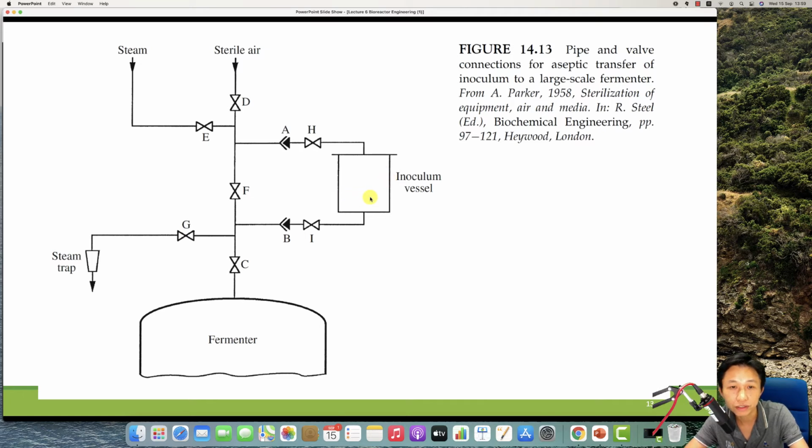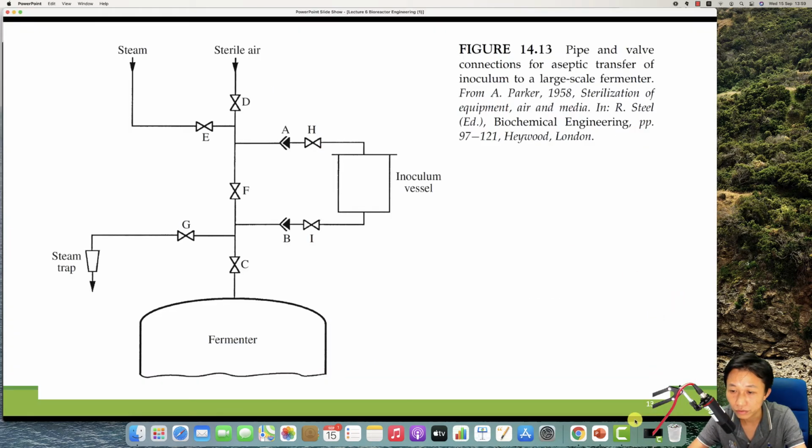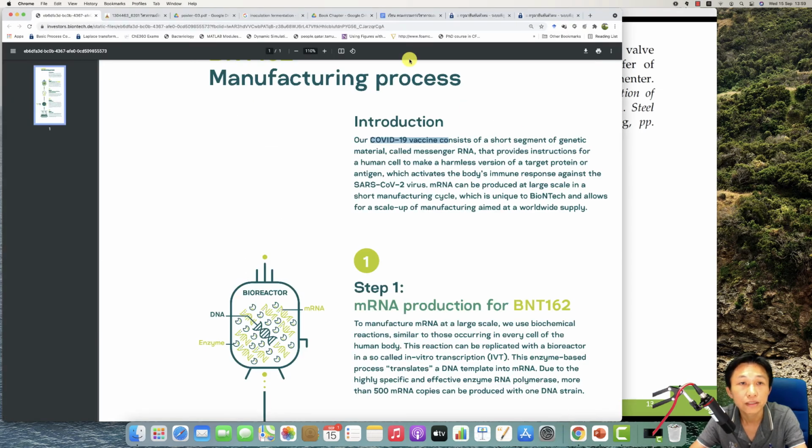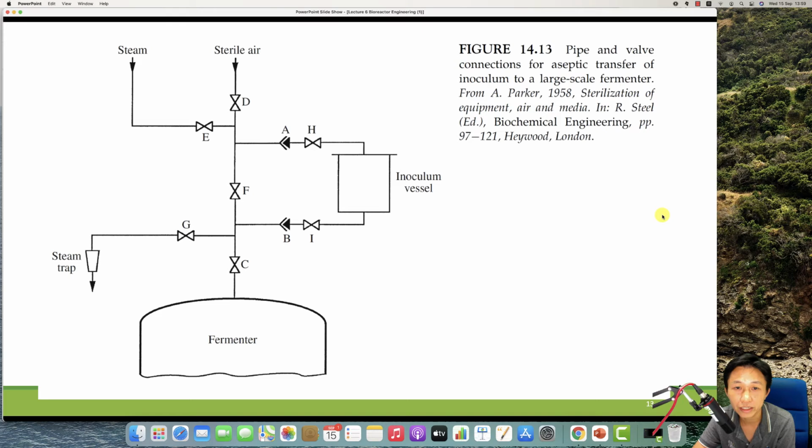And this is how they design the inoculum vessel. Inoculum is like you put more cells inside the fermenter. You need to have some amount before you feed into the fermenter. Do we have some example? Okay, this one. So you need to have some amount of cells first, and then you put them inside, and this is how they inoculate the system. So they design this one.